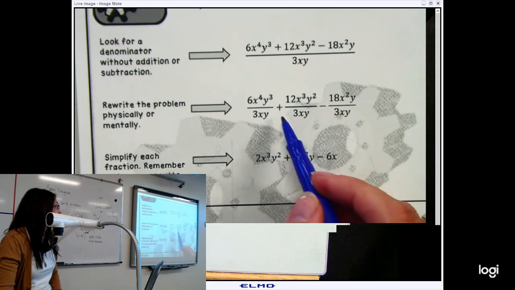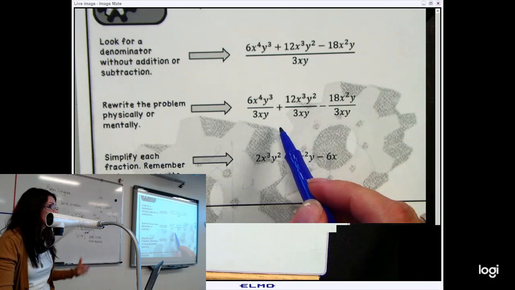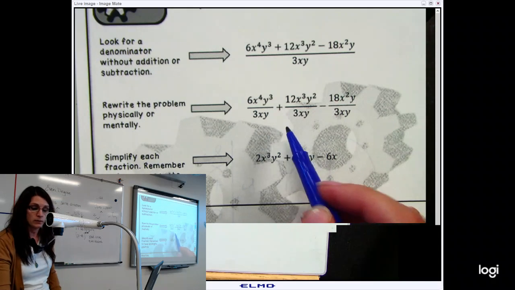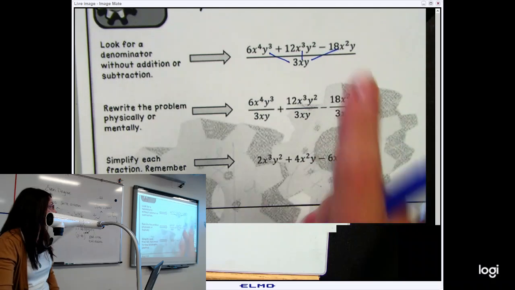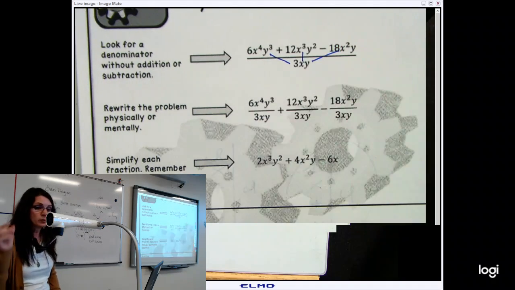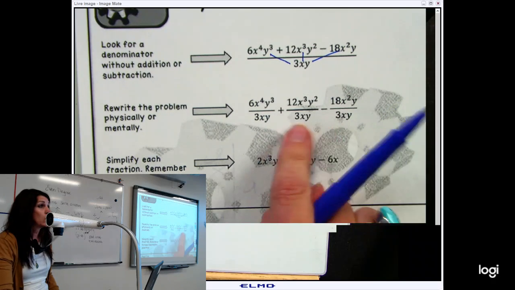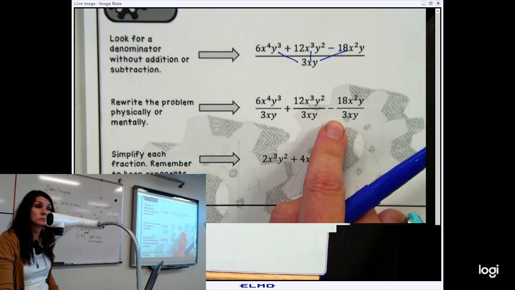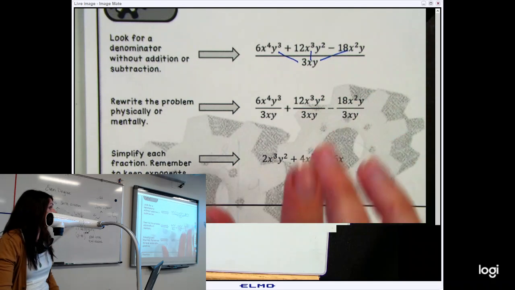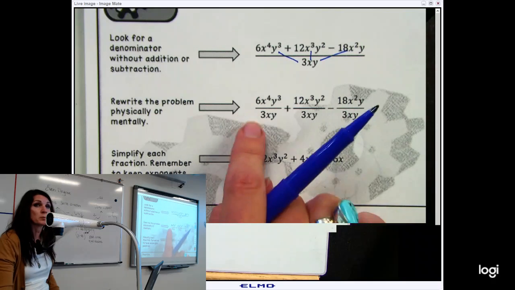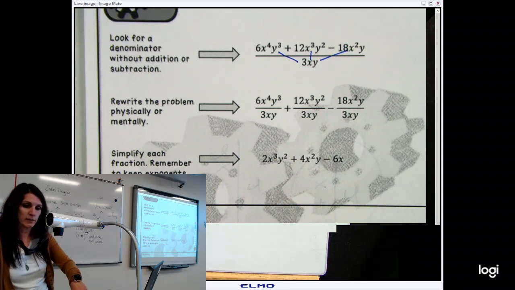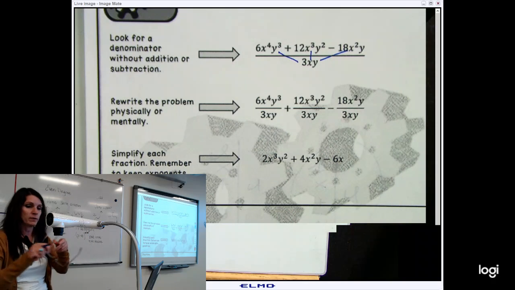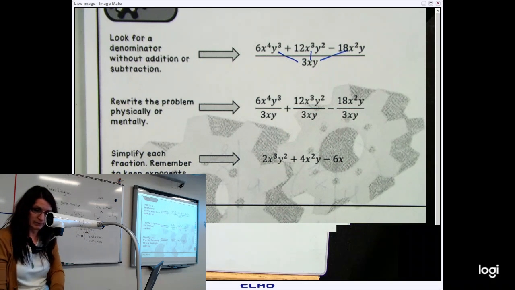You can either rewrite the problem physically or in your mind. I don't mind at all. But what you're doing is dividing each term of that numerator by your denominator. If you're like me and you like to cross things out, maybe you do want to rewrite it. Totally up to you. Now, remember, what do we do with exponents when we're dividing? We subtract. For sure, we subtract.